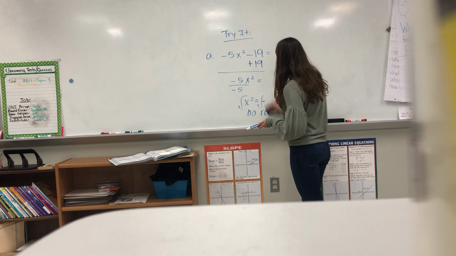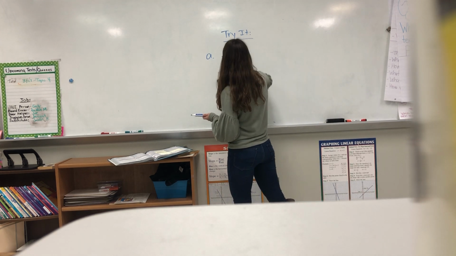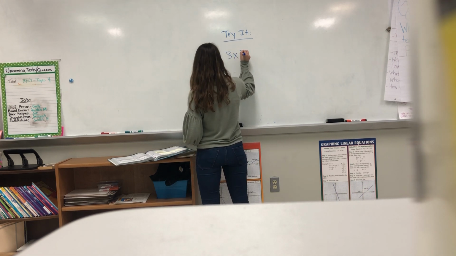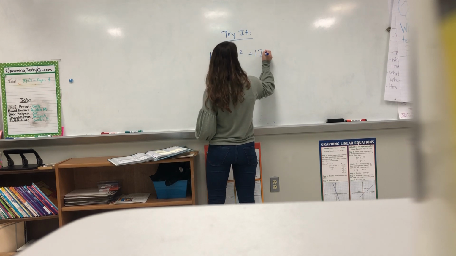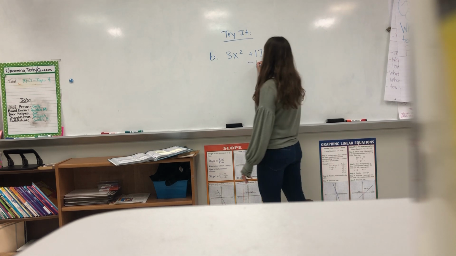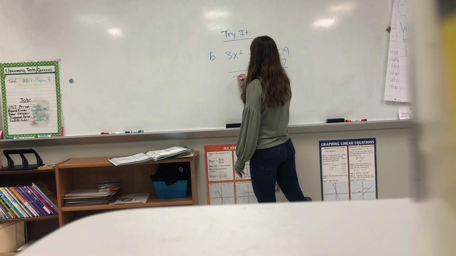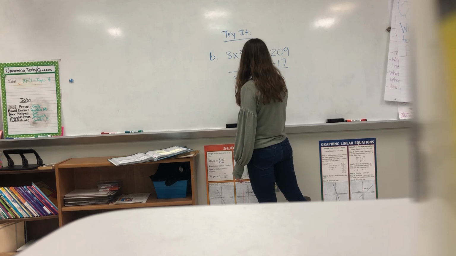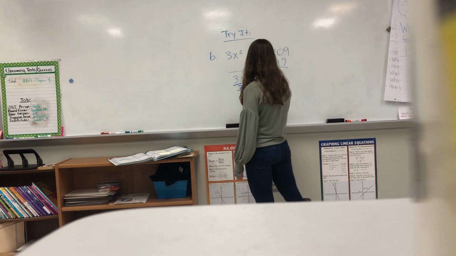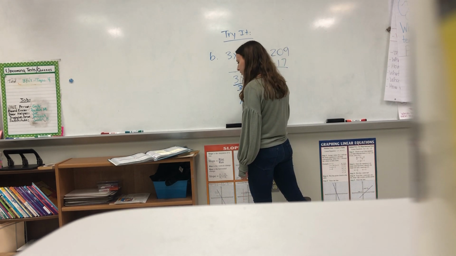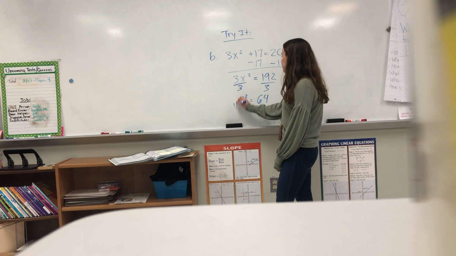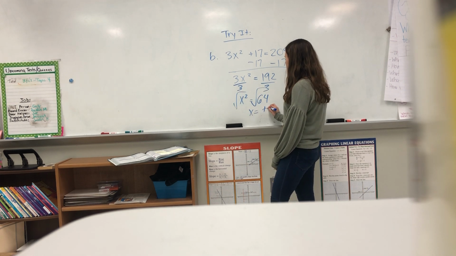Okay. Next, try it. 3x squared plus 17 equals 209. Subtract 17 on both sides. 3x squared equals 192. Divide by 3. Divide by 3. x squared equals 64. Square root, x equals plus or minus 8.